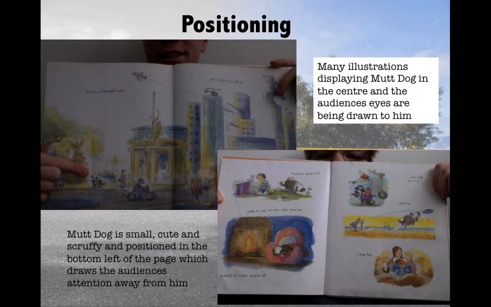The positioning of Mutt Dog is also essential in establishing Mutt Dog as having a sense of belonging and feeling welcomed. Initially, Mutt Dog is small, cute and scruffy, which makes him look all the more helpless and innocent, which enhances our empathy for Mutt Dog. The city's buildings also dwarf him, and the odd shapes of these buildings help to alienate him, and this is important as it contrasts with the ending, where Mutt Dog is shown with his new family in the centre of the page with bright colours used.